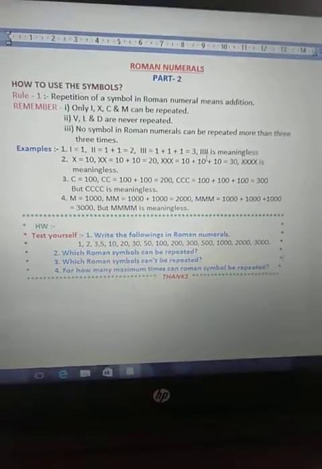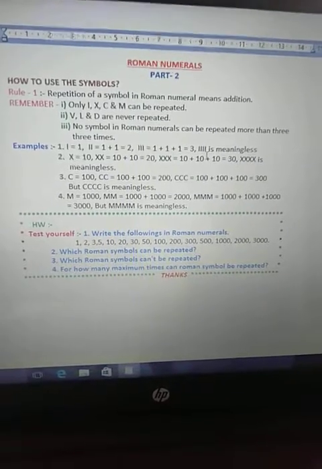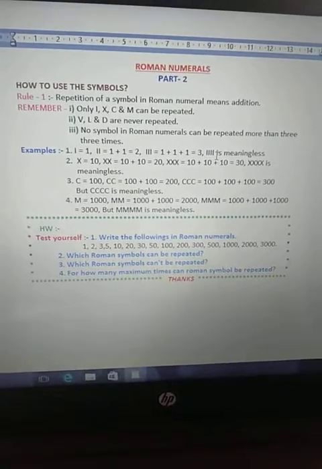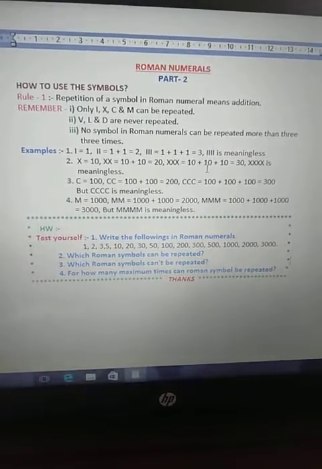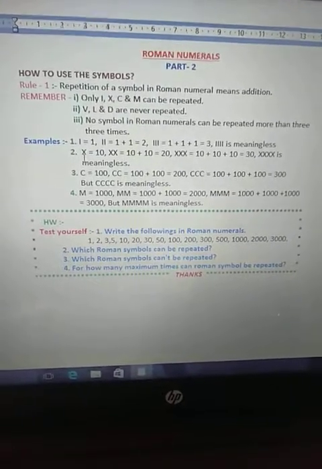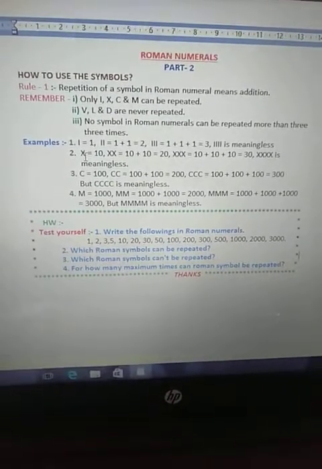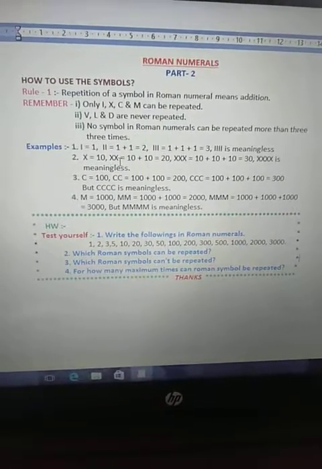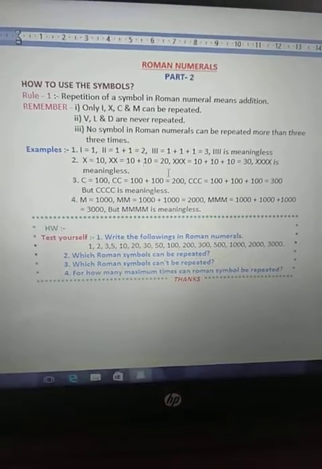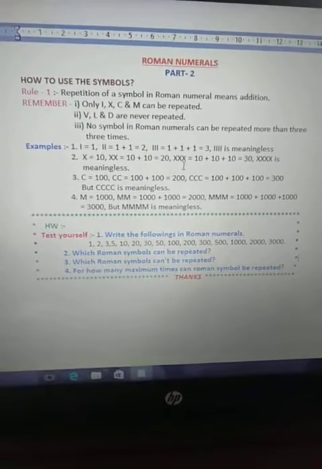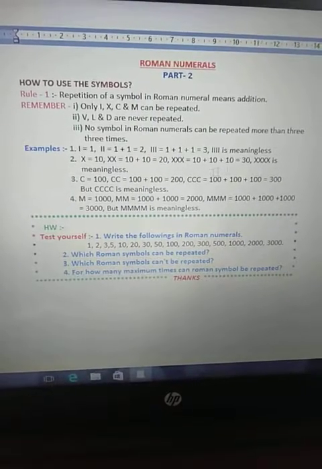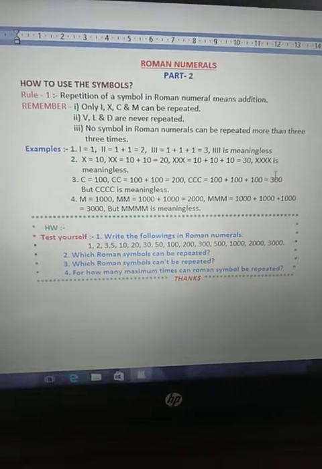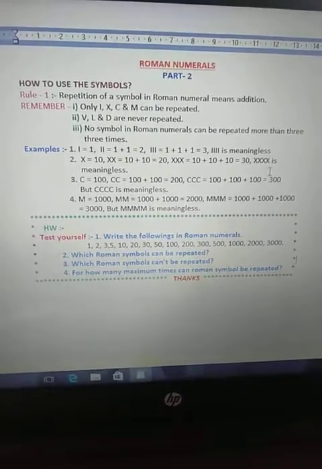But if I is repeated for 4 times, it is meaningless. There is no Roman numeral by repeating I 4 times, or X 4 times, or C 4 times, or M 4 times. So let us discuss repetition of X. X equals 10. When X is repeated 2 times, then 10 plus 10, it will be 20. When X is repeated 3 times, then 10 plus 10 plus 10 equals 30. When X is repeated 4 times, it is meaningless. You can't write X 4 times.